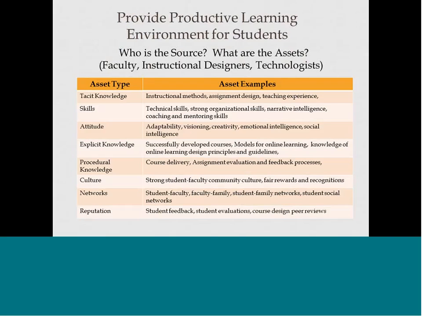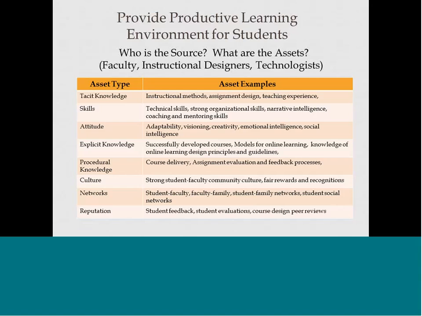Attitude here, a little bit different, some overlap, adaptability, the ability to envision how something might work, what the environment might look like. Creativity is very important here. Explicit knowledge would be successfully developed courses, models for online learning, knowledge of online learning design principles and guidelines. Procedural knowledge would include course delivery, assignment, evaluation, and feedback processes.